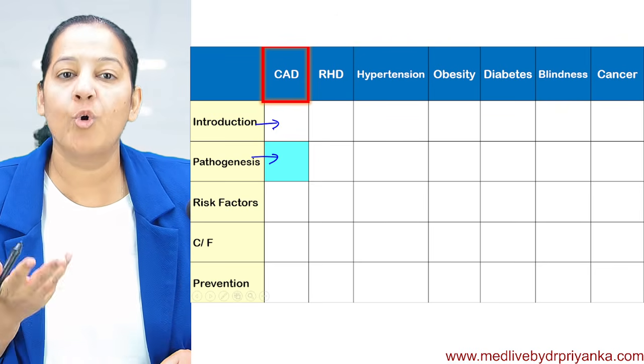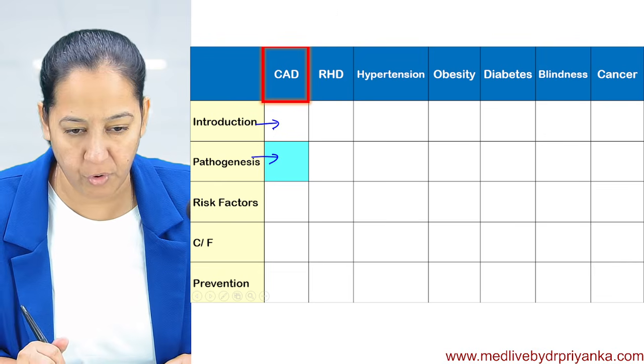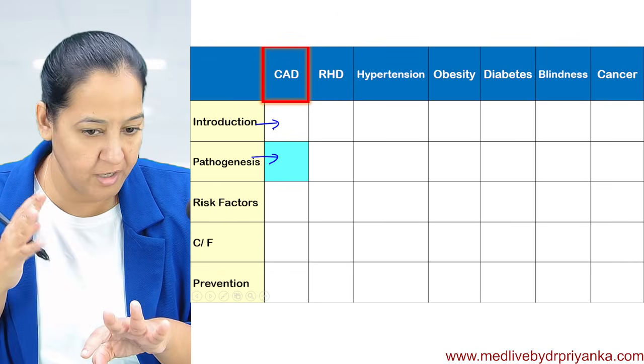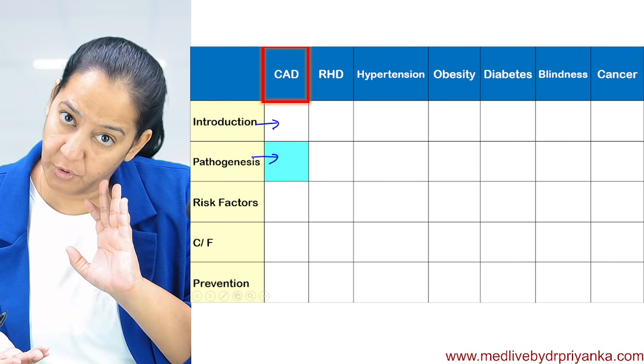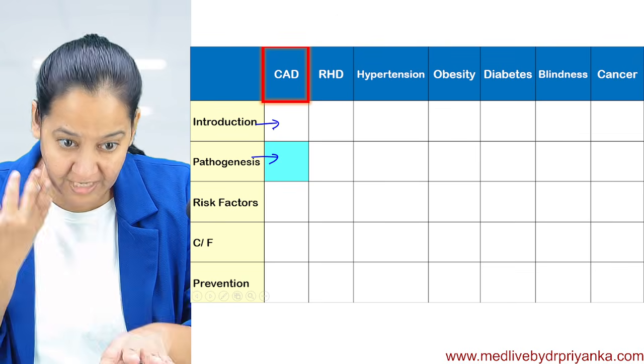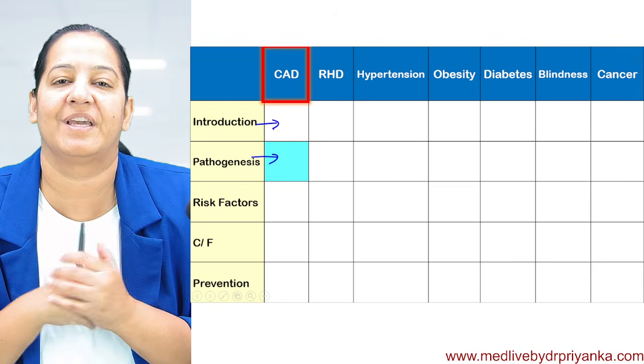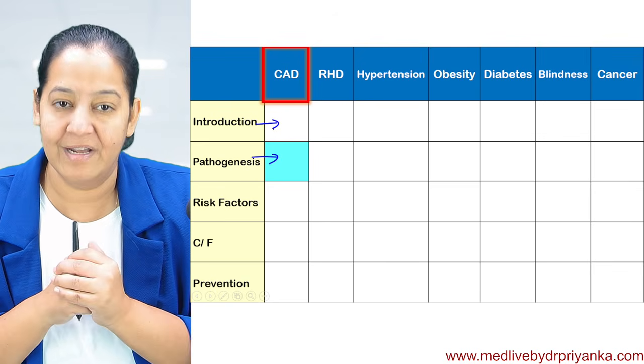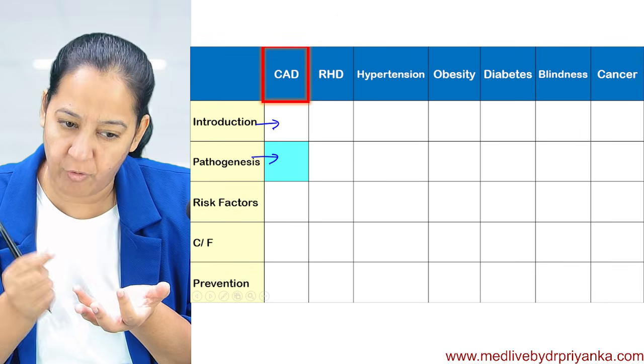Pathogenesis: you already understood why CAD happens, because of obstruction of the coronary, because there is an imbalance between demand and supply. If you are not fulfilling the demand, don't ask for supply. If you are not fulfilling the demand and asking for the supply, it will be an imbalance leading to CAD. So I hope you got it. What is the demand of the heart? What is the supply of the heart? Demand of the heart is in the form of coronary blood.